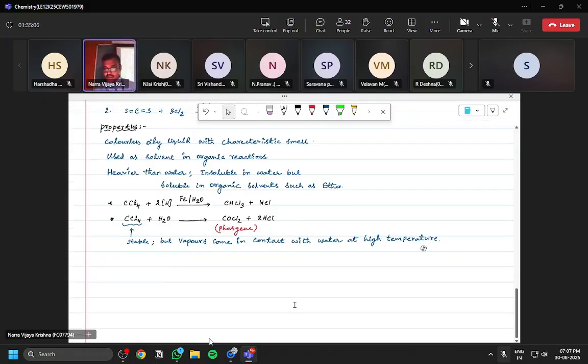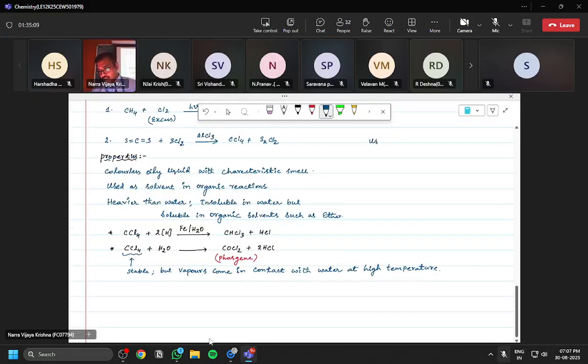Next, uses. Used as a laboratory reagent, industrial solvent, used in dry cleaning. Nowadays, solid carbon dioxide is used as a solvent in dry cleaning, right? Previous JEE Mains question, sir. Just a moment, I will show that statement.